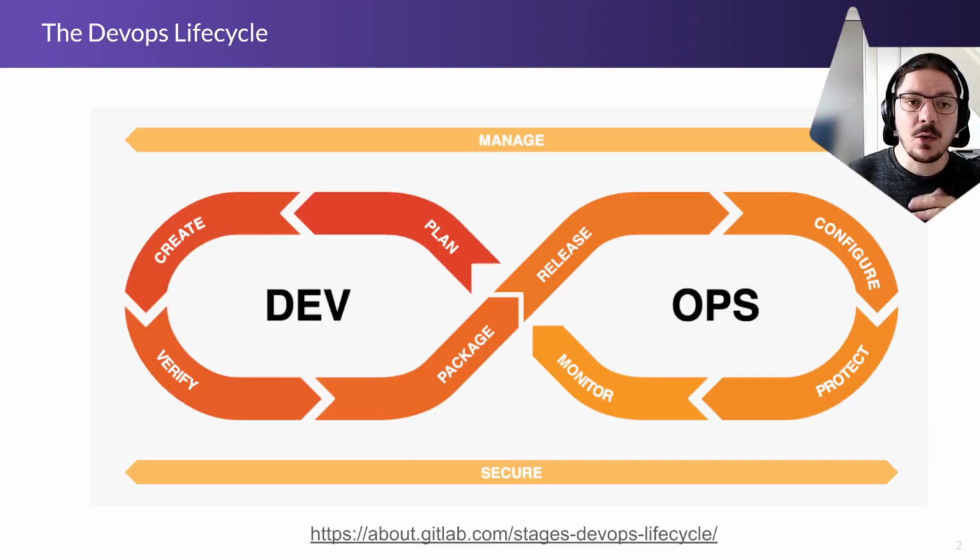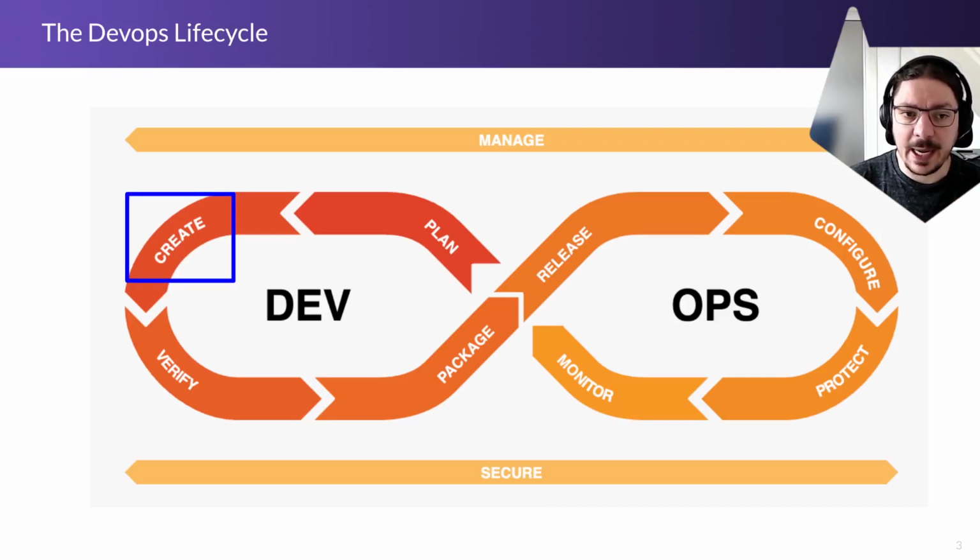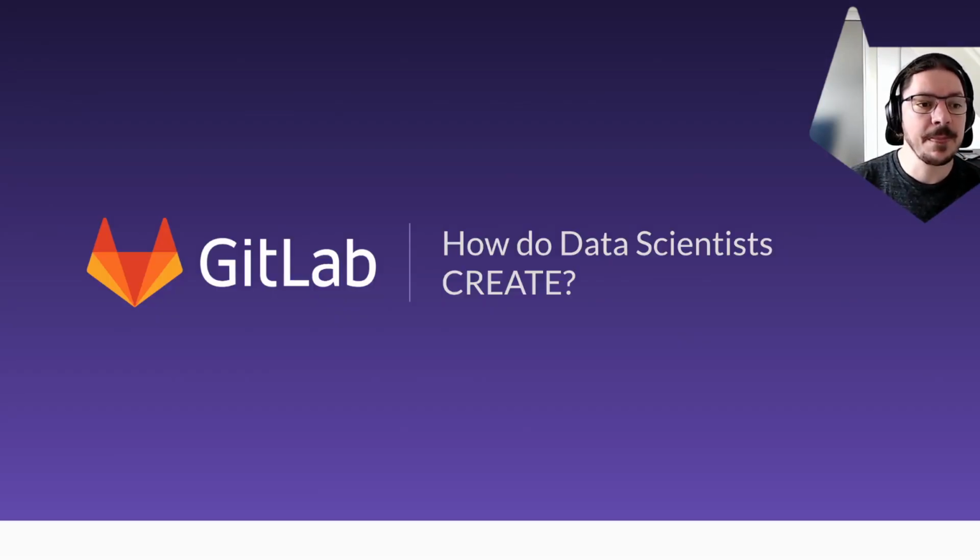So for those that don't know, at GitLab, we kind of split the DevOps into a lot of different stages. So you have create, plan, verify, and today I'm going to talk specifically about how data scientists create. So if you want to learn more about the stages, you can follow the link on the previous slide, but we're going to talk about how data scientists create.